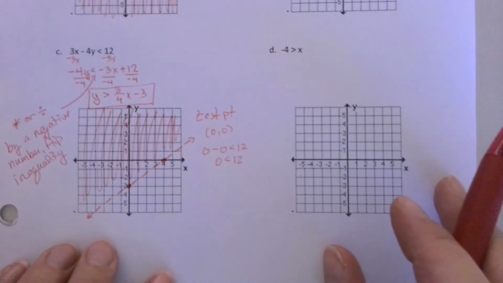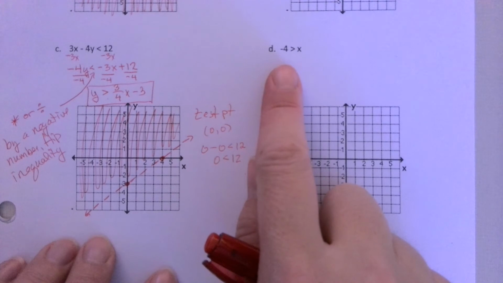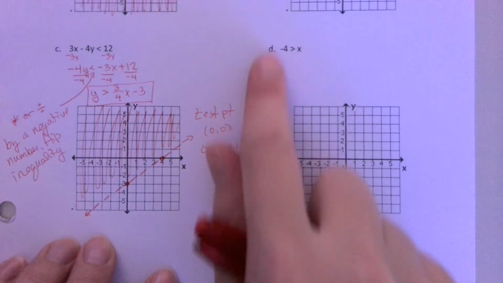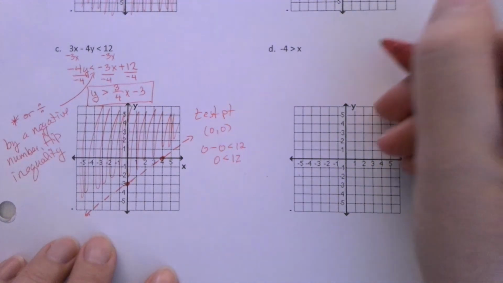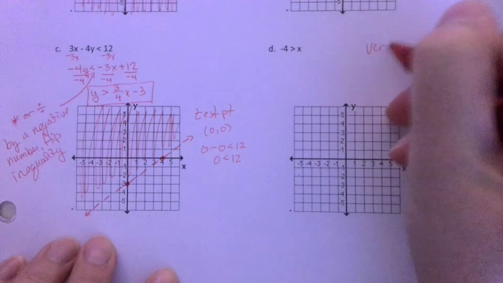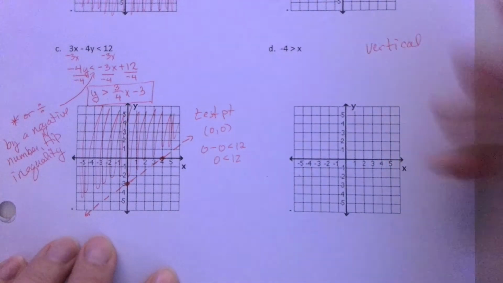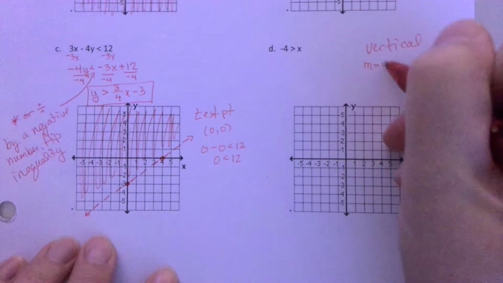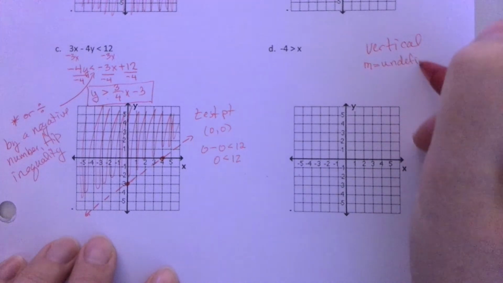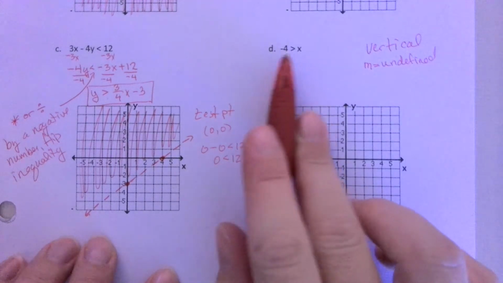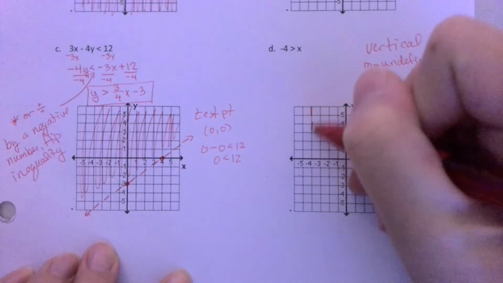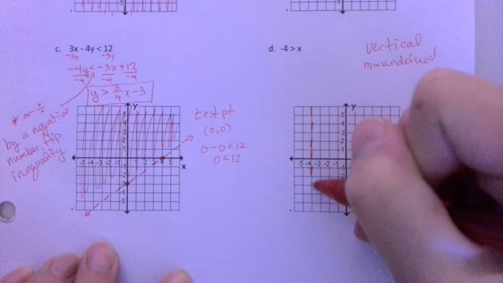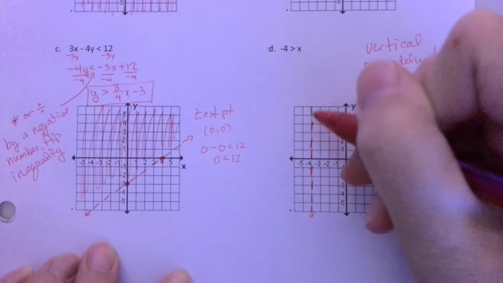Okay, so now we have this one. There is no y here. So that should stand out to us. Second, I'm not a fan of the way it's written. So I can tell you right now, since there's no y, this is a vertical line. And as we've talked about, the slope of a vertical line is undefined. So yes, it's going to cut through the x-axis at negative 4. And it would be a dashed line here. So there's my dashed line.